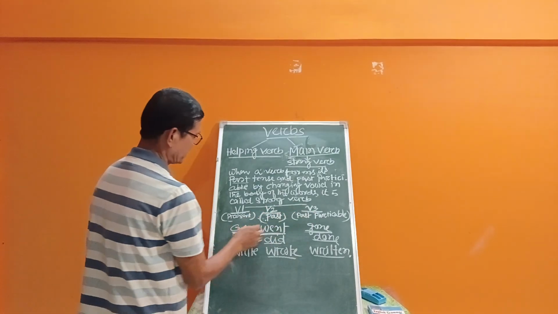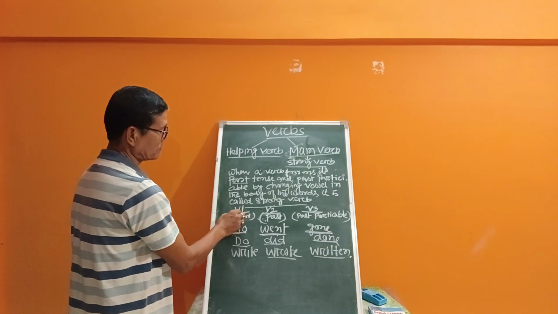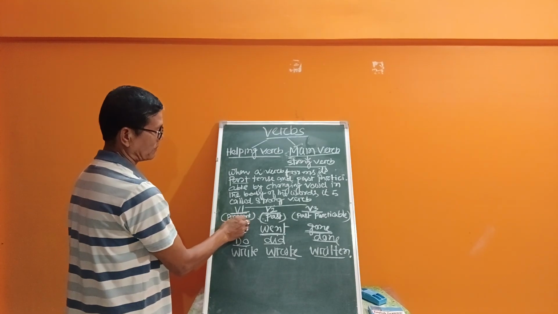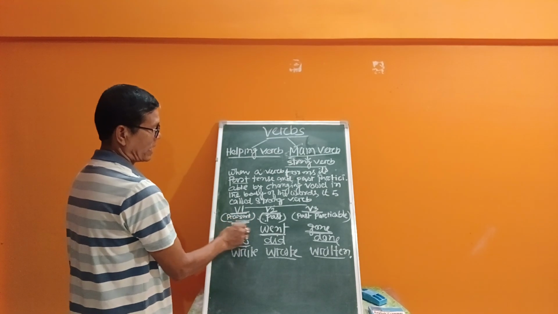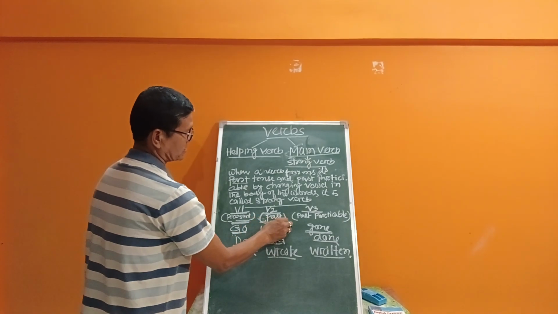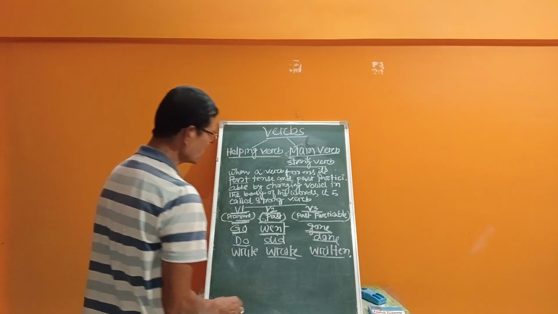V1, V2, V3. V1 is the verb number 1, the present verb. V2 is the past tense. And V3 is the past participle.